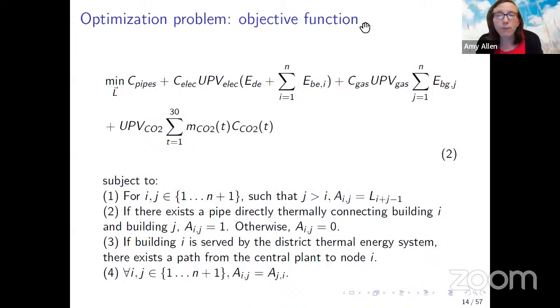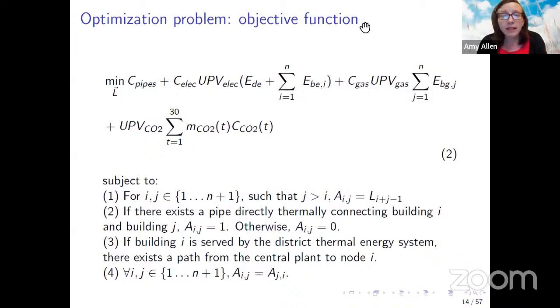And these uniform present value, or UPV terms, in the case of the energy cost, account for both the discount rate and projected escalation in the cost of these commodities in the US. And the cost of carbon is a function of time because it accounts for both a carbon tax that varies over time and the expected decline in carbon intensity of electricity in the US.